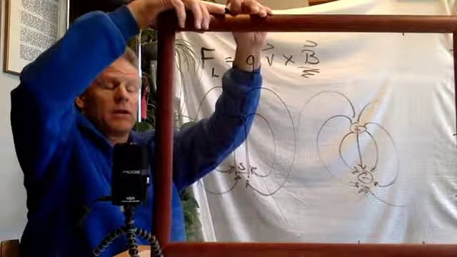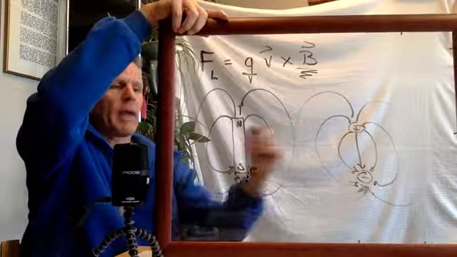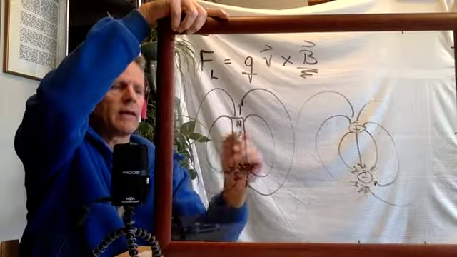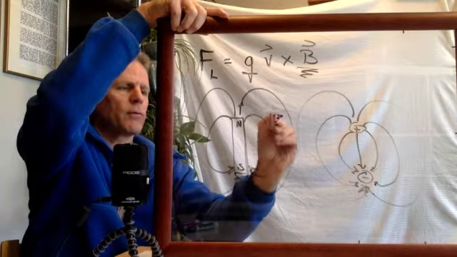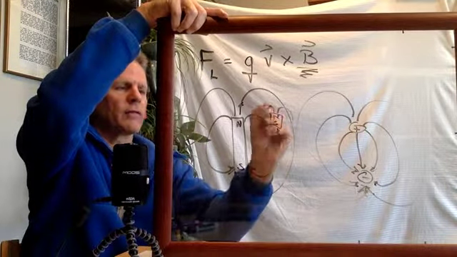And the point here is there is no such thing as a magnetic monopole. If you cut a magnet in half, you just end up with a smaller north-south magnet that now just does this.